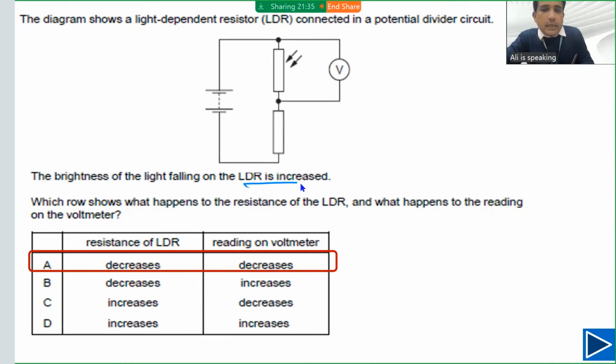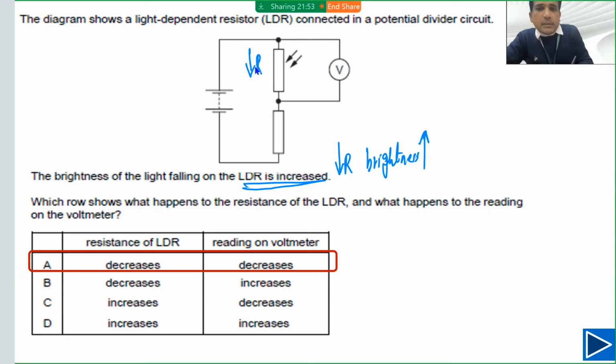So LDR brightness increases. So from here you will say the resistance of the LDR will decrease because the light level, or simply you can say the brightness, increases. So this is one thing. As the resistance of this decreases, the total current in the circuit will increase.